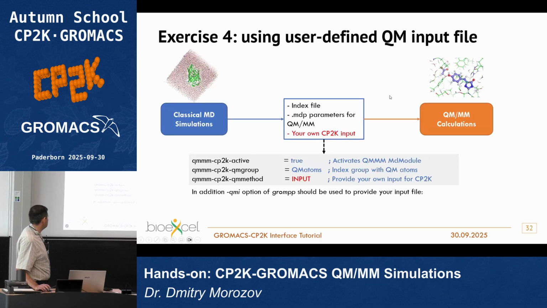So that's how you need to define this. To calculate the spectra, of course, you need to define your own CP2K input, where you ask CP2K also to calculate the TD-DFT spectra in each point of the MD simulation. And this is done using this QM method input. If you use QM method input, then in GROMACS you should add an additional -qmi option with the CP2K input file. You need to provide your own CP2K input file.